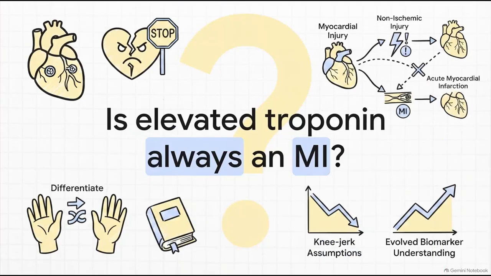So, here's the million-dollar question. If you see an elevated troponin value in a patient's chart, does that automatically mean they're having a heart attack? Well, absolutely not. For the longest time, there was a kind of knee-jerk reaction in the medical field, right? You see high cardiac troponin, you automatically assume it's an MI. But as our understanding of cardiac biomarkers has evolved, our clinical definitions and our coding guidelines have totally shifted. We really have to separate the concept of injury from the concept of infarction.